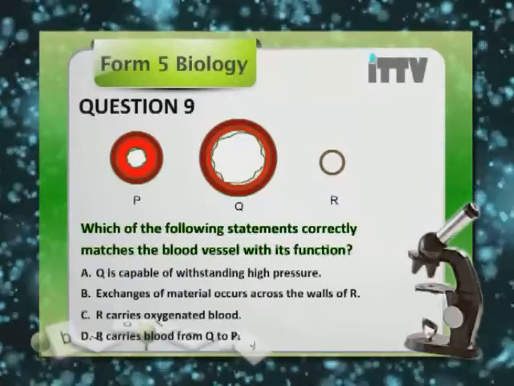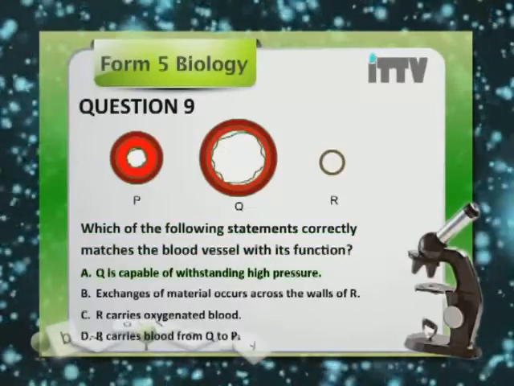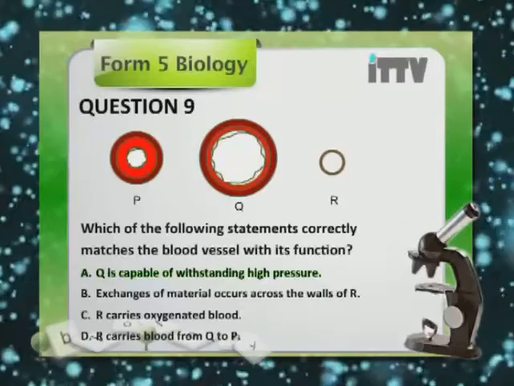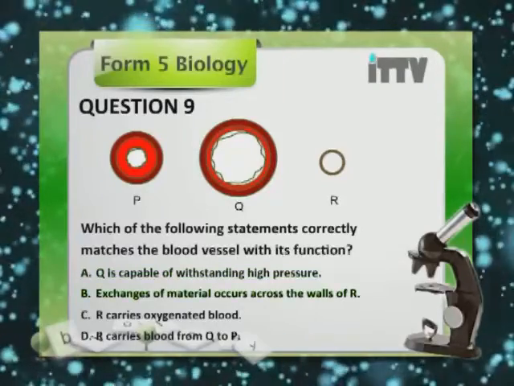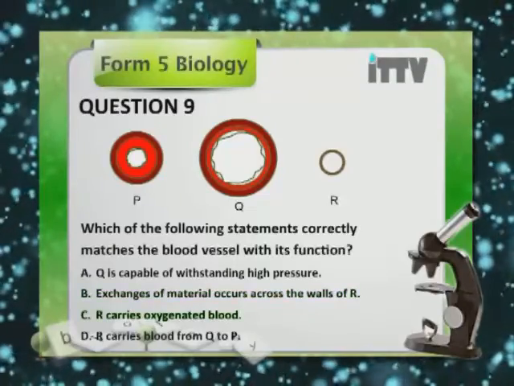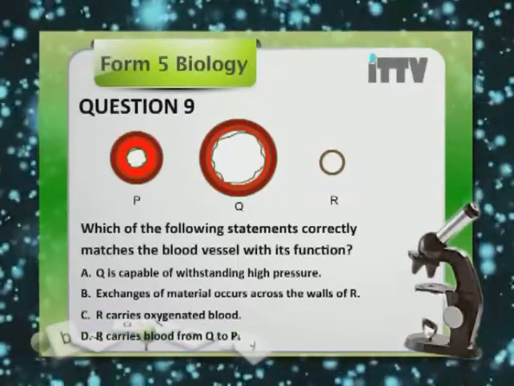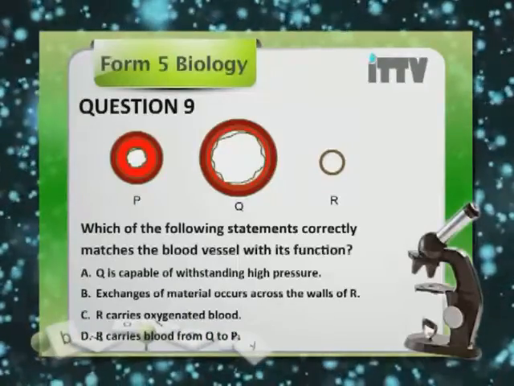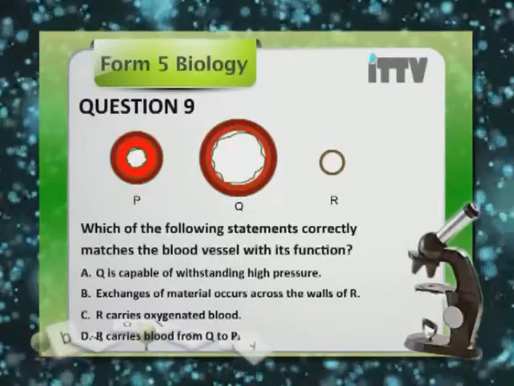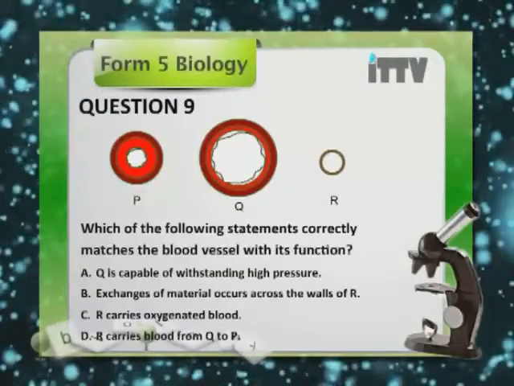Which of the following statements correctly matches the blood vessel with its function? The options are A. Q is capable of withstanding high pressure. B. Exchanges of material occurs across the walls of R. C. R carries oxygenated blood. D. R carries blood from Q to P. Now, before we attempt to answer this question, based on the diagram, can you let me know which is the artery, which is the vein and which is the capillary?